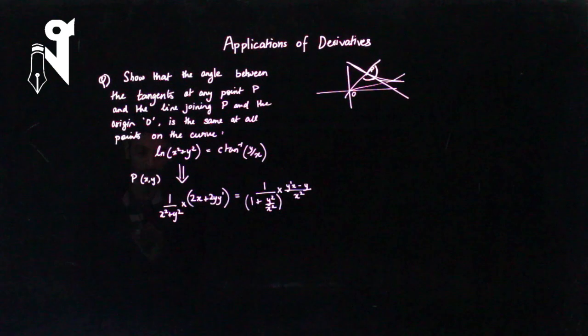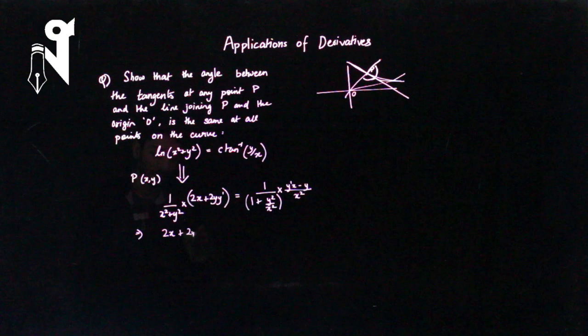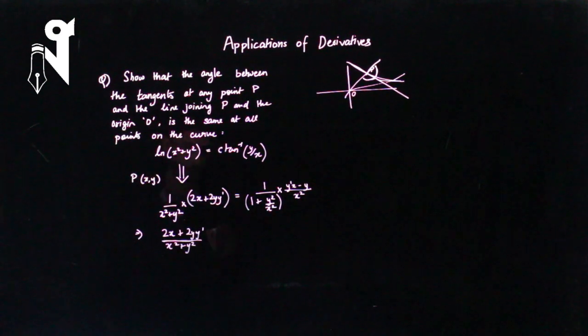Okay, so let's simplify this. You get 2x plus 2y y dash by x square plus y square is equal to, so if I take LCM over here on this side, I'll get x square plus y square. There's an x square in the denominator over here, and x square over here as well, which will cancel out. What I'll get is y dash x minus y divided by x square plus y square. So the denominator will simply cancel out. This is what I'll get after I differentiate both sides.